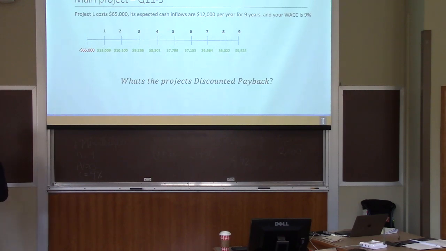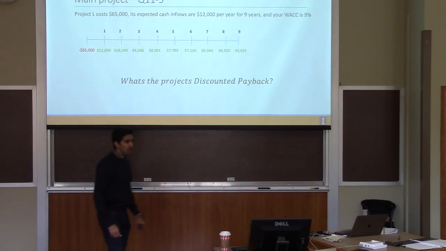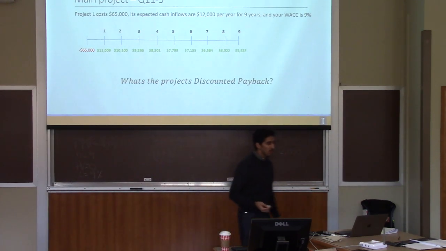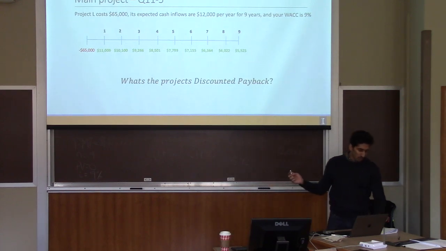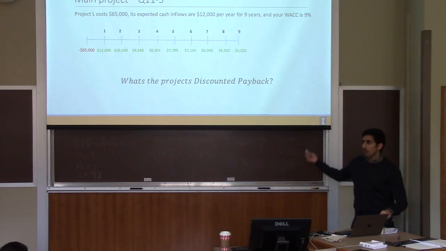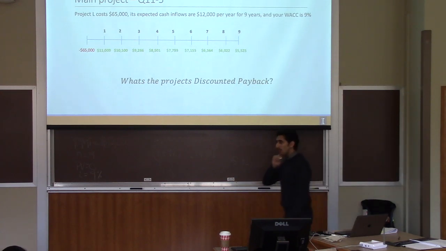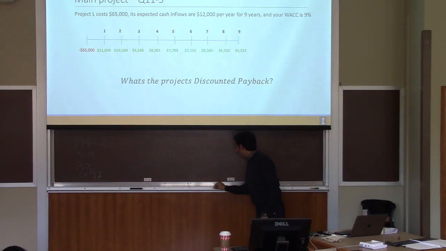Good with this, guys? You realize here the discounted payback is usually more than the normal payback. So the first one was 5.4 years. This one is over 7 years until I get my money back. Should you go over how you calculated the 5.4 years? Yes.